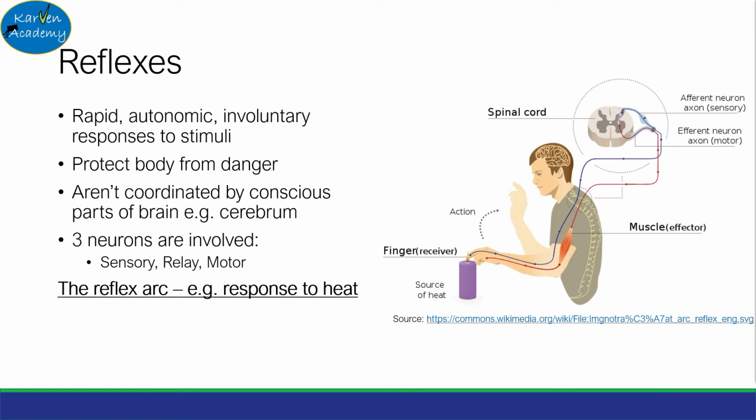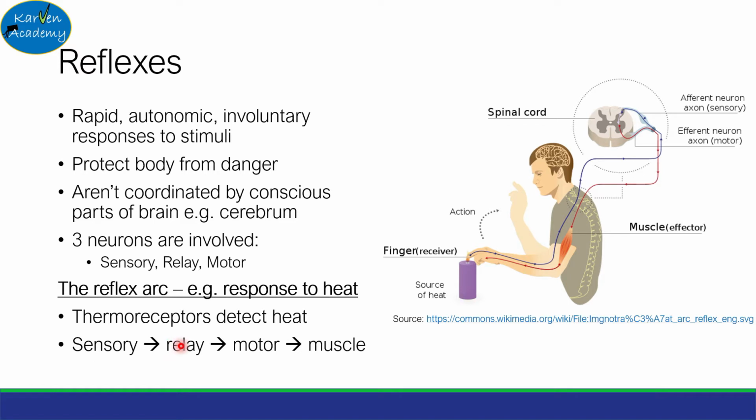Let's have a look at the common reflex arc that's often tested in exams. So thermoreceptors detect the heat, and the sensory neuron here would transmit the action potential to the relay neuron found in the spinal cord, which provides a response to the muscle via the motor neuron, and the muscle will contract and cause flexion of the hand, which will mean that you move the finger away from the heat source.